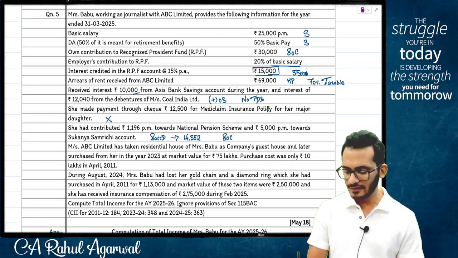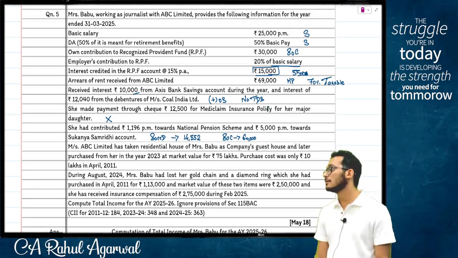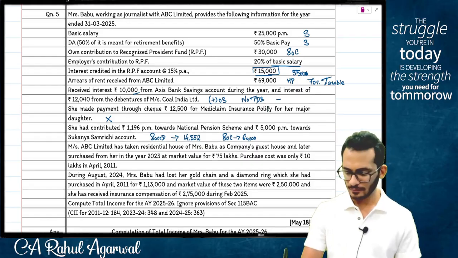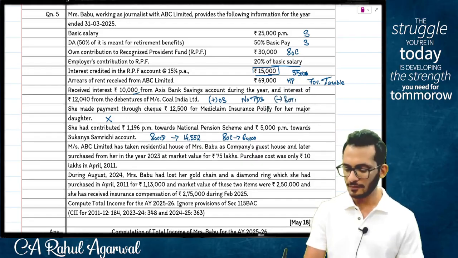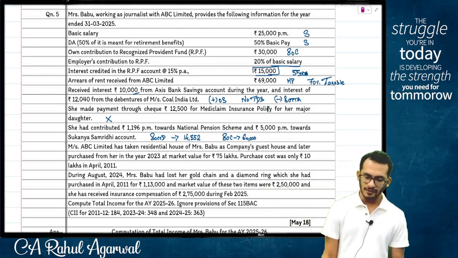This is 80C for 60,000. You can claim that separately. But notice, people, that you can only claim 80TTA for the savings account. You can't claim it for debentures. That thing you have to keep in mind.